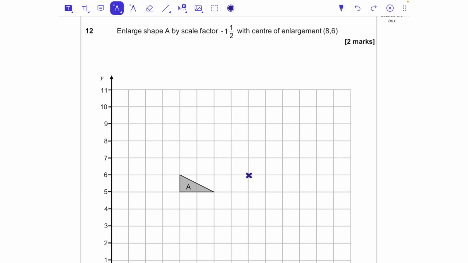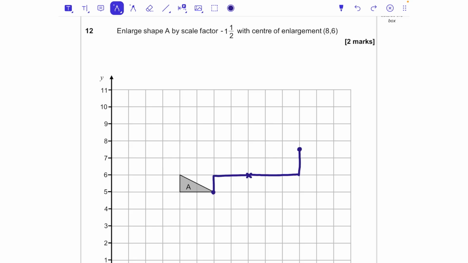So I want to count the gap. This vertex is currently 1 down and 2 left. I want to times that by 1.5, but I want to reverse it and send it back out the other side. So instead of going 2 left and 1 down, I'm going to times that by 1.5. So 2 multiplied by 1.5 is 3. So I'm going to go 3 right and 1.5 up. So I've taken both of those distances and times them by 1.5. And that tells me that this vertex is now here.